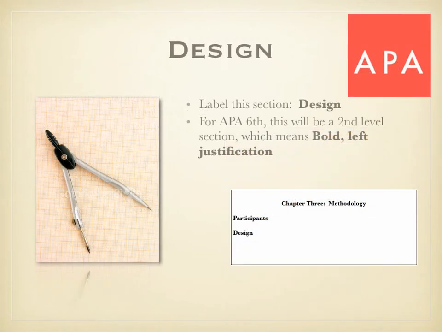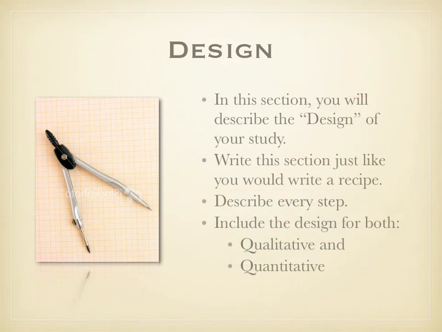The next section is the design of this study. So again, you're going to go ahead and label this a new section. You're going to call it design. You're going to bold, justify it left. So in this section, you will talk about the design of the program. Basically, you're going to describe everything that you did, every step of the way, just like you were describing a recipe. So just think through all the steps that you went through in order to be able to conduct the survey.